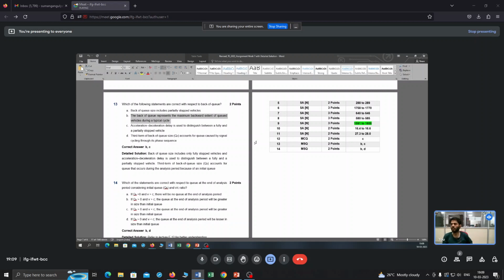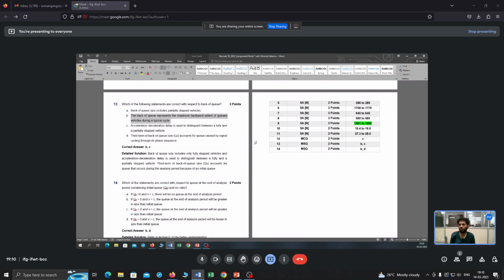So your acceleration deceleration delay means, suppose you have a signal, and if the signal is red, you will decelerate because your signal is red, and then you will stop. Then once your green time is on, you want to move forward, and then you reach the desired acceleration. So now the question is, does your acceleration deceleration delay distinguish the fully and partially stopped vehicle?